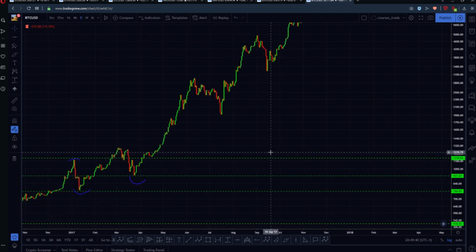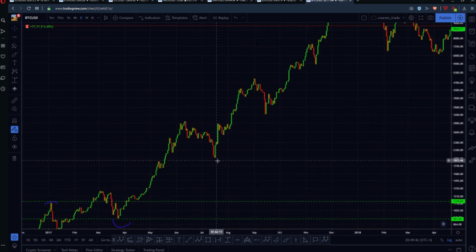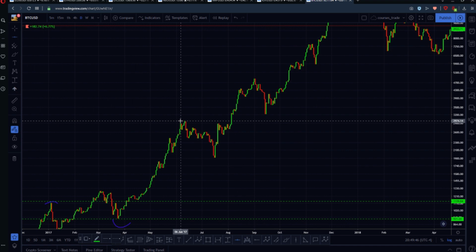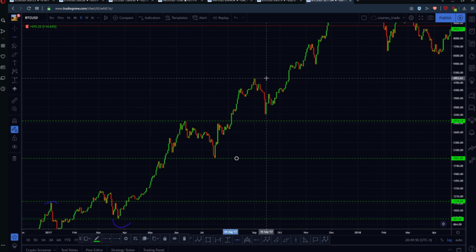When it gets violated here, we keep going up. Now we can keep placing those lines using every single important swing. We're not gonna use this one because this swing right there was a resistance.